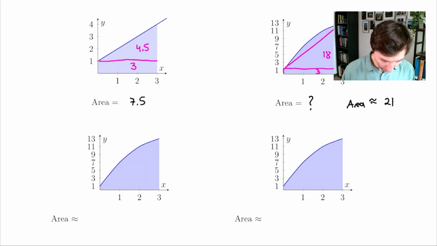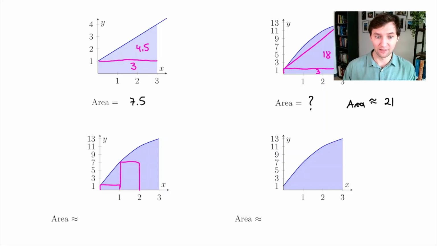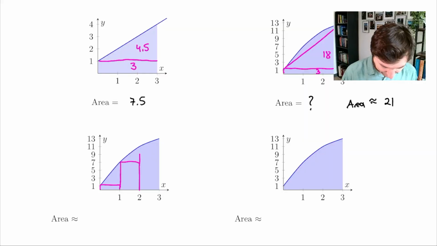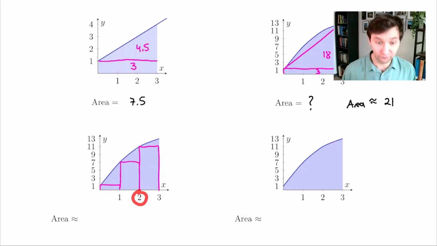For example, on the subinterval from 0 to 1, the left endpoint is 0. The value of the function at 0 is 1, which means I will draw an approximating rectangle there with the height of 1. Between 1 and 2, the left endpoint is 1. The value of the function at 1 is 7, which means that my second approximating rectangle will have the height of 7. Finally, the third approximating rectangle will have the height of 11, because that is the value of the function at the left endpoint of 2.